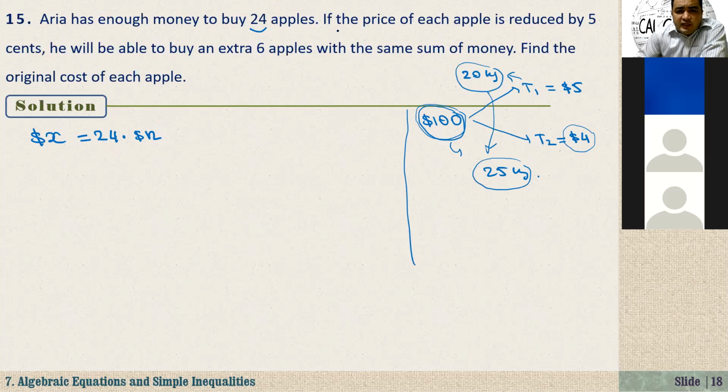So now we continue. If the price of each apple is reduced by 5 cents, okay, 5 cents, maybe I should write everything in cents because it's given in cents. Let me just write here.